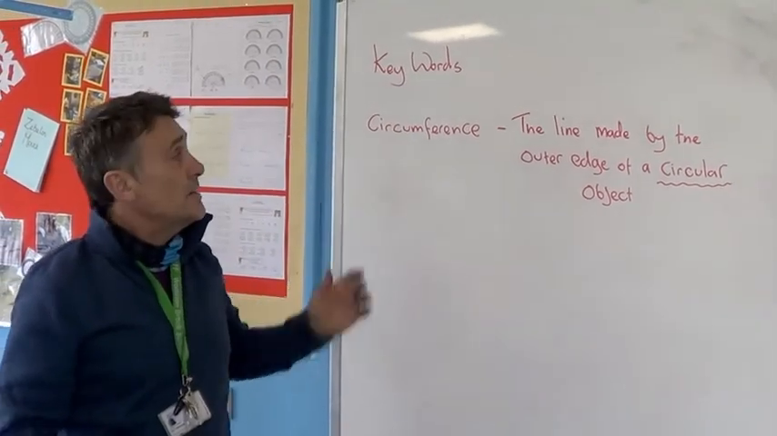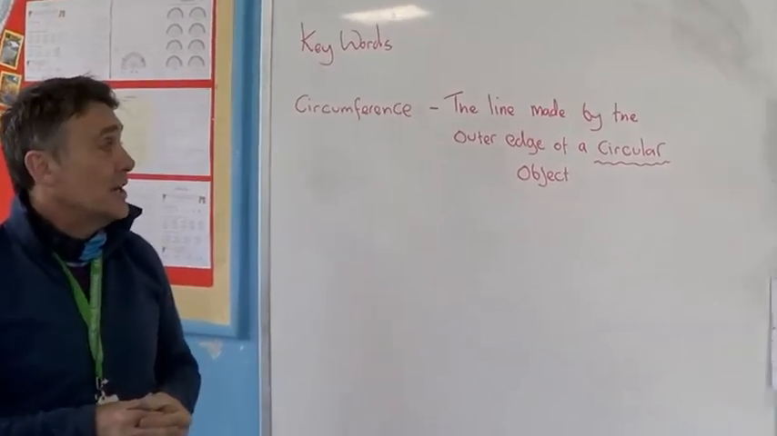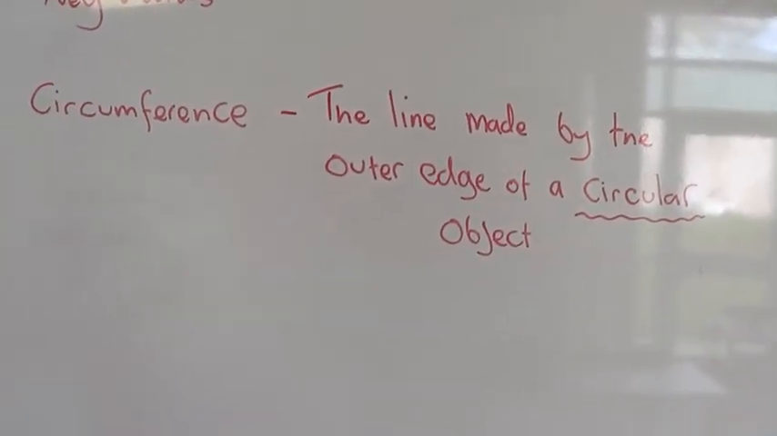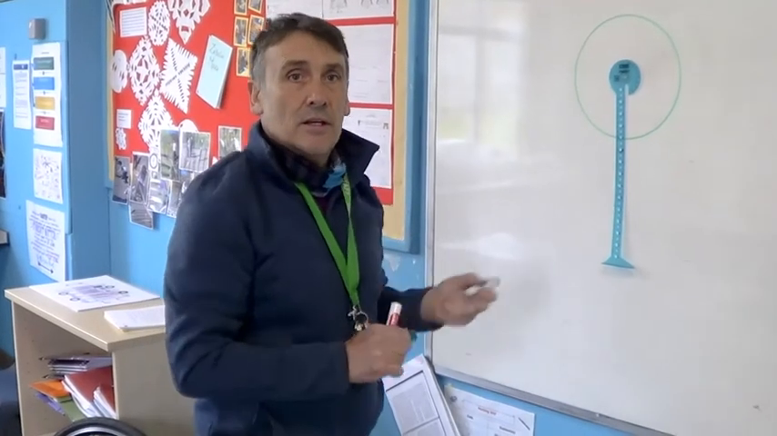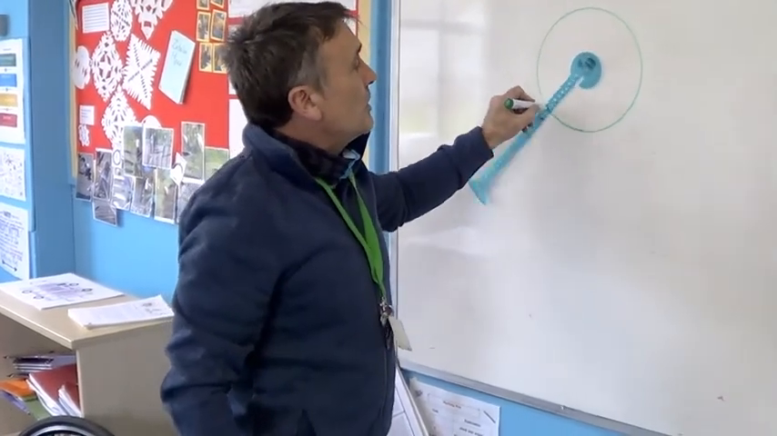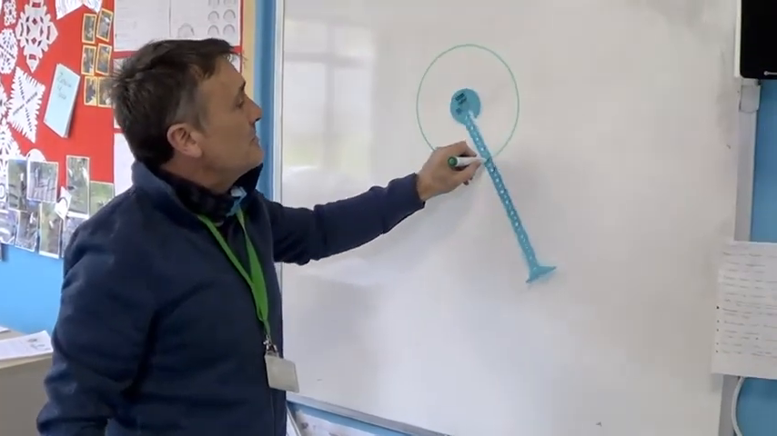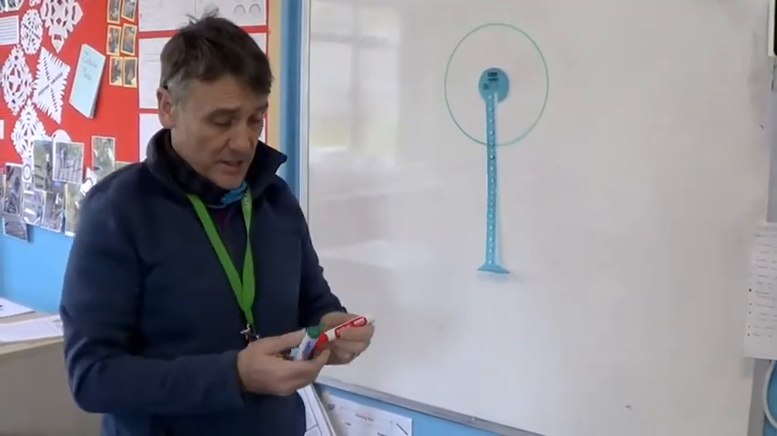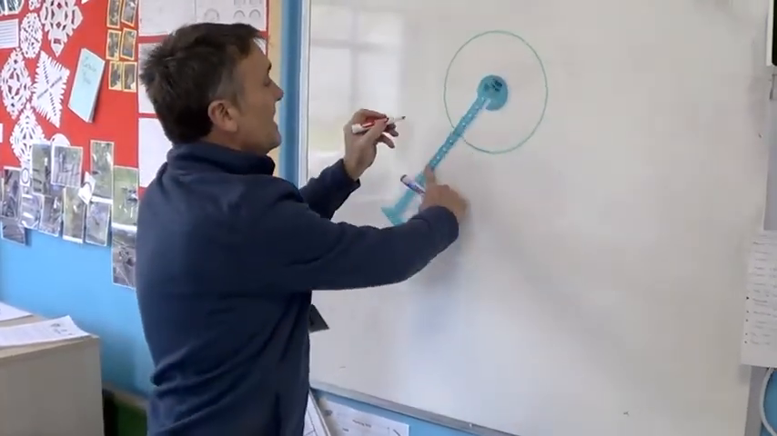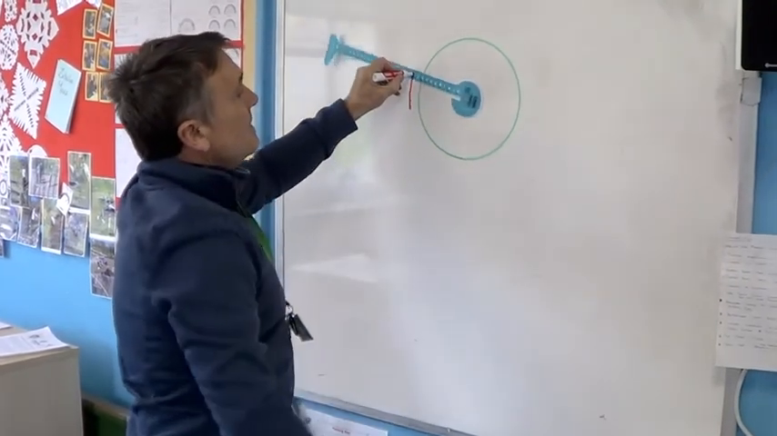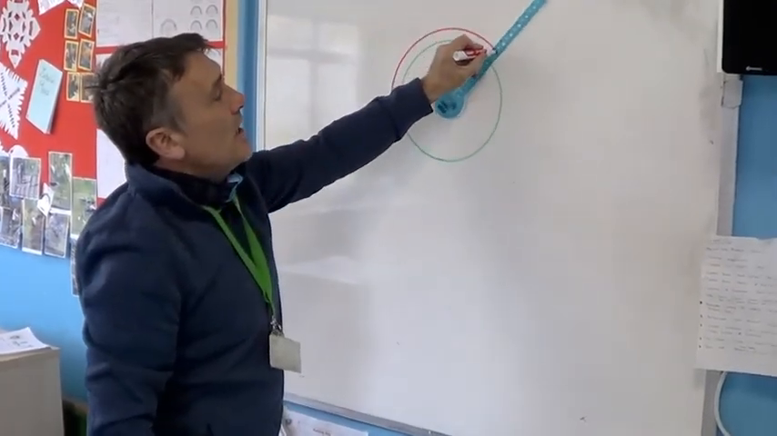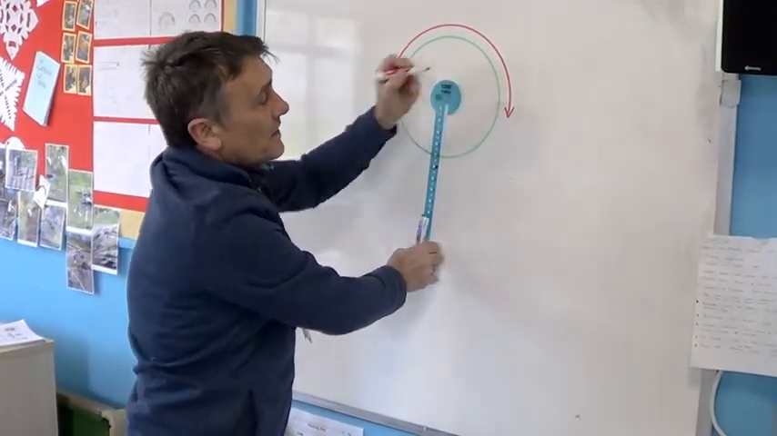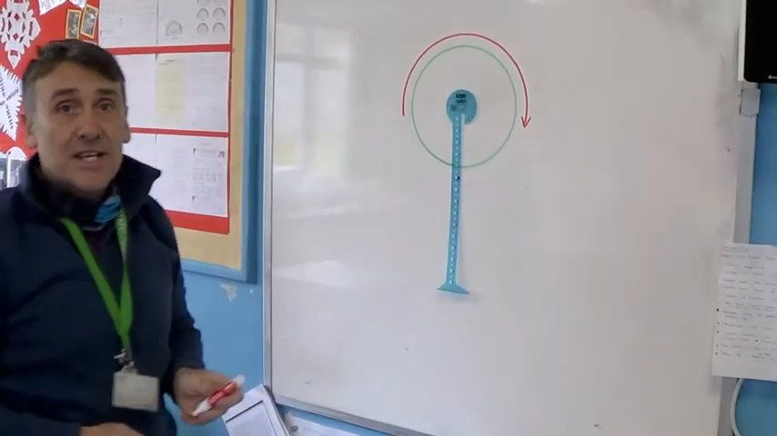Circumference is the line made by the outer edge of a circular object. First of all, we're going to draw a circle with our compass. And to find the circumference, the circumference is the actual shape that the circle makes around its outer edge, or as some people have called it, the perimeter, the outer edge of the circle.